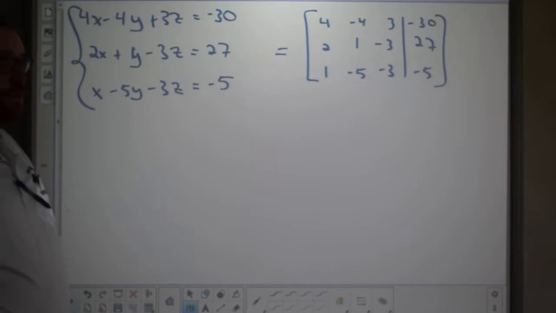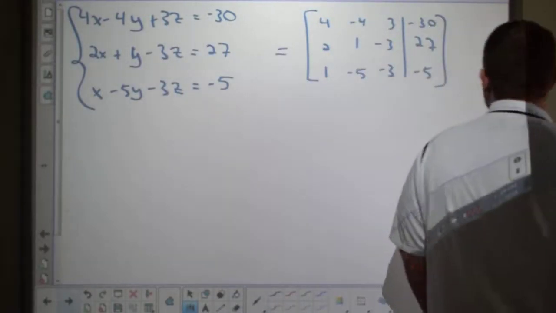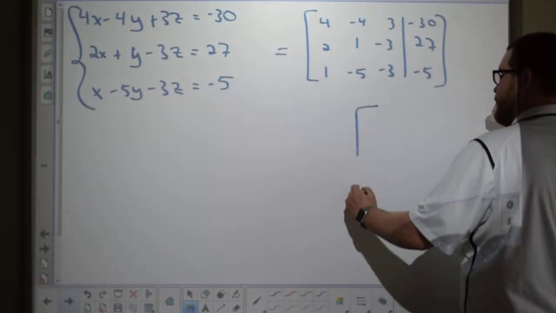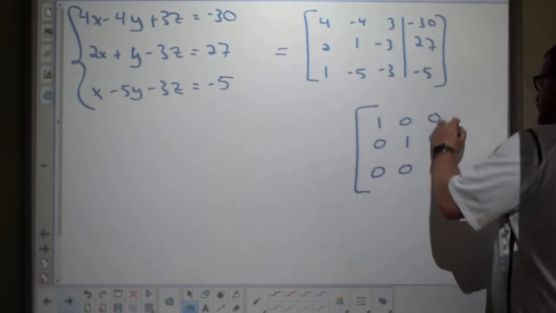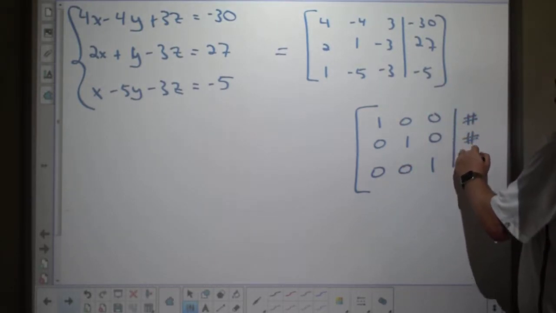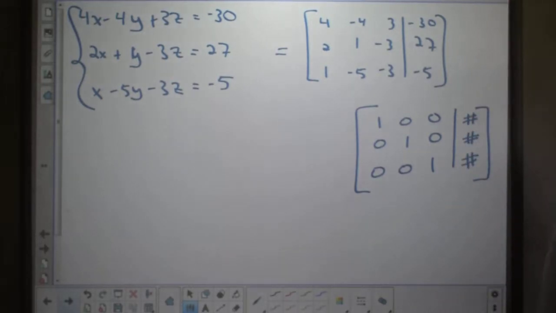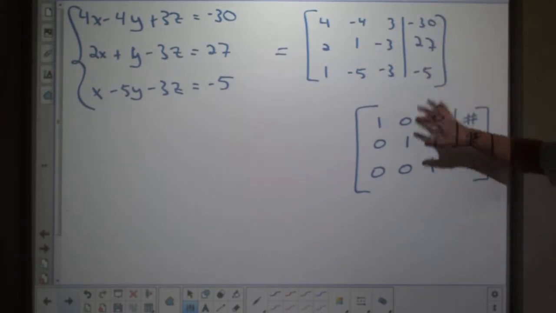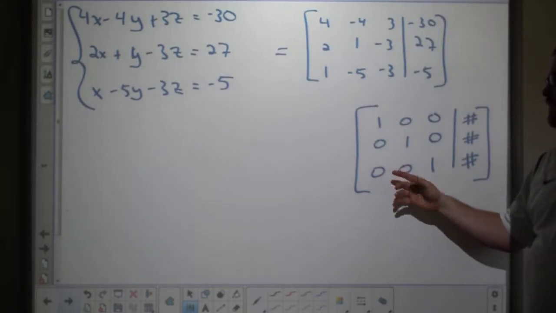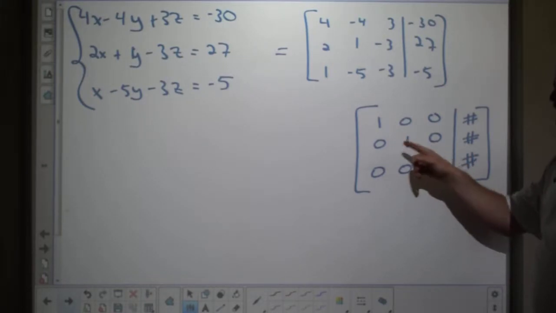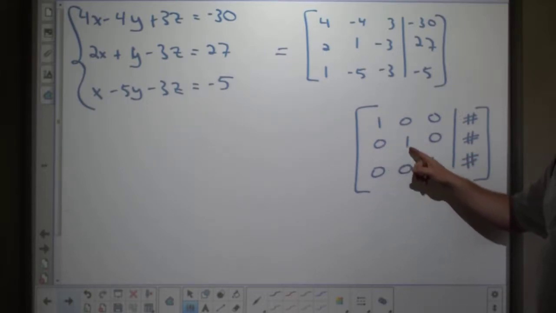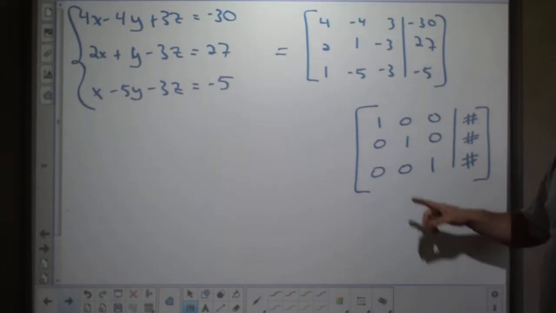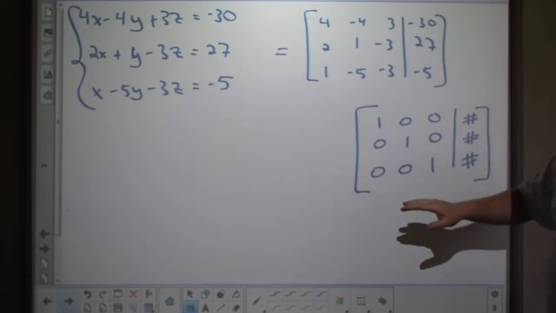So, how do I solve this problem? My goal, when it's all said and done, is to get this left side to look like this, and then with numbers on this side. This is my goal. How can I manipulate this to look like this? Well, this is called the identity matrix, and it's got 1s on the diagonal and 0s everywhere else. So the first thing I need to do is get a 1 here, and then I'll get these 0s and these 1s, and then I'll get these 0s. So I want it to be 1s on the diagonal and 0s everywhere else.